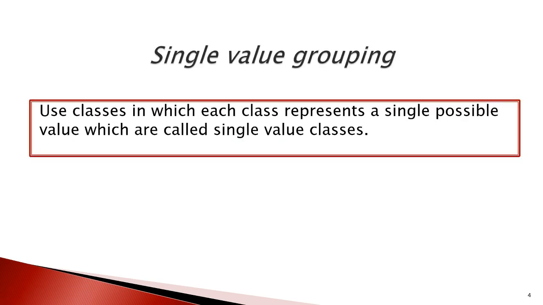The first method that we are going to use is single value grouping. In this method, we use single value classes. Each class represents a single possible value.